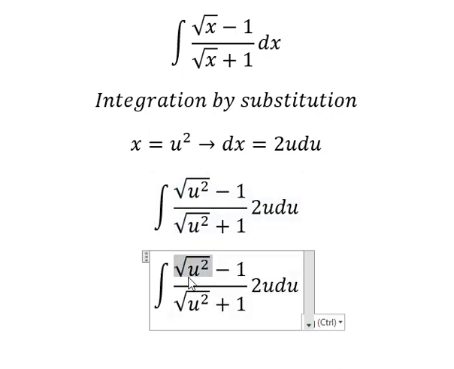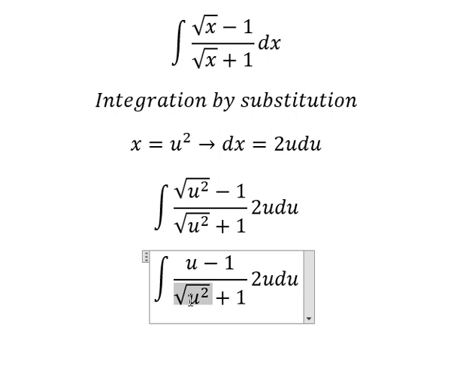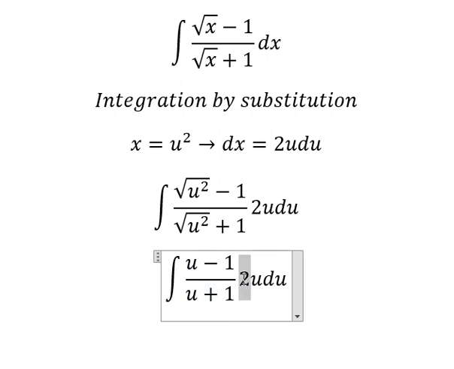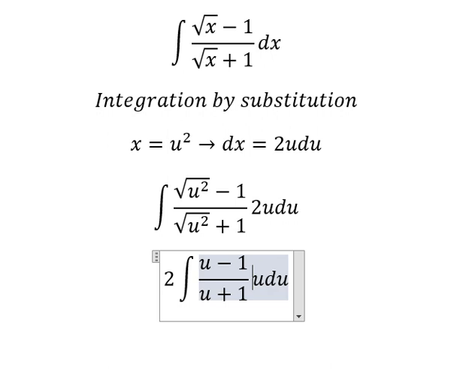So this one we have u. This one we have u. Number 2 I will put in here. U multiplied by u and negative number 1.